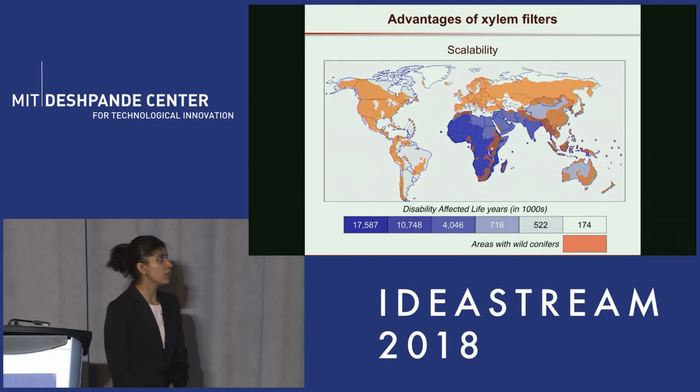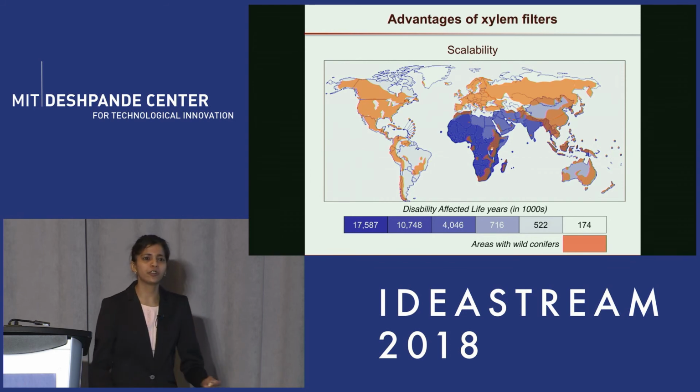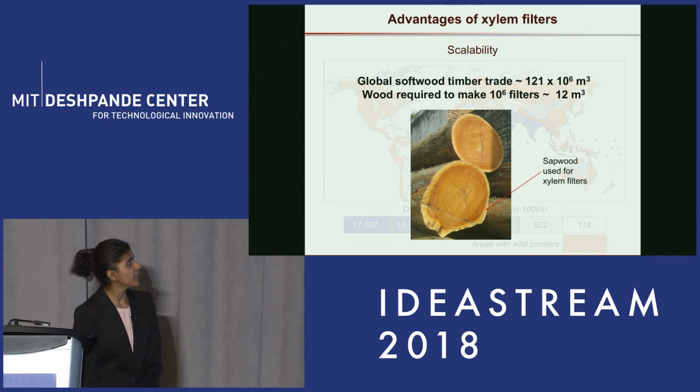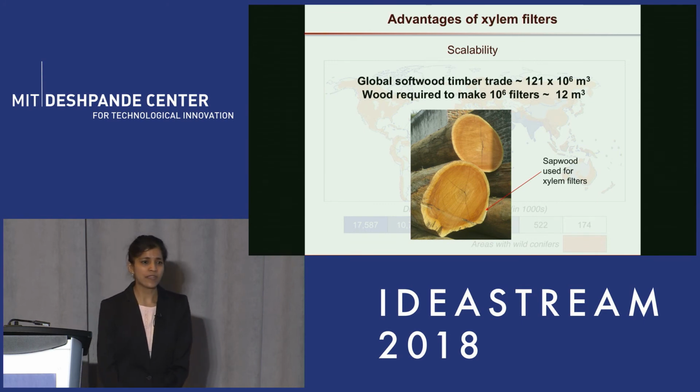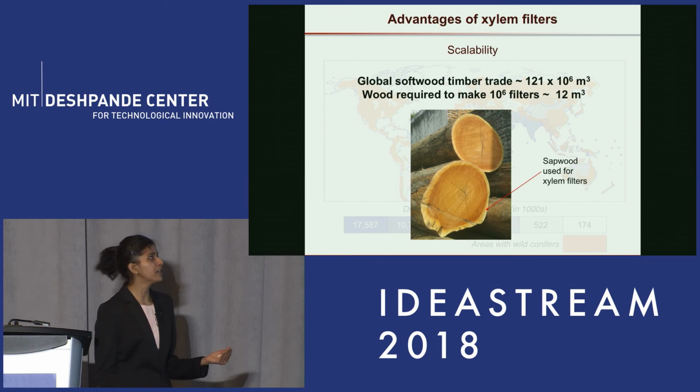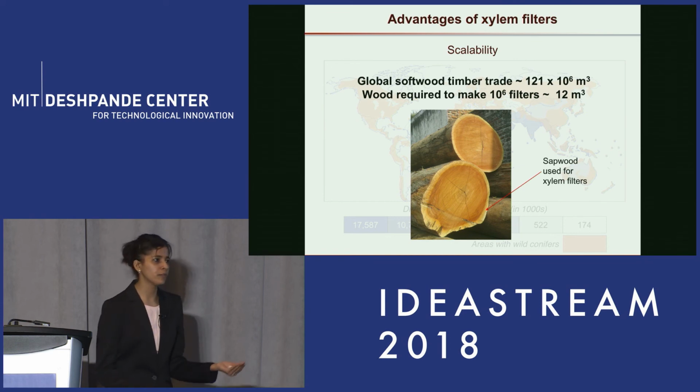The final advantage is also in terms of scalability. So there is a huge presence of conifers all across the globe, which opens up the possibility of several local manufacturing units. And in terms of a comparison of how much wood it actually takes to make these filters, the global softwood timber trade is about 121 million meter cube. But in order to make 1 million filters, you only really need like 12 meter cube of the softwood.